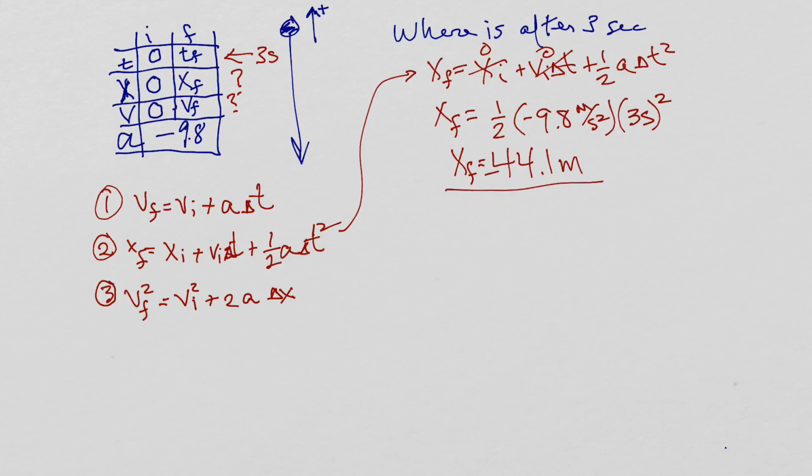So the final position is minus 44.1 meters, below the origin, which is at the starting point. So the ball fell downward, so that has a negative sign. This technique is very powerful because it helps you identify what you know and what you don't know in the table, and then it helps you select which one of the 3 equations you can use for your particular word problem. Hope this helps.